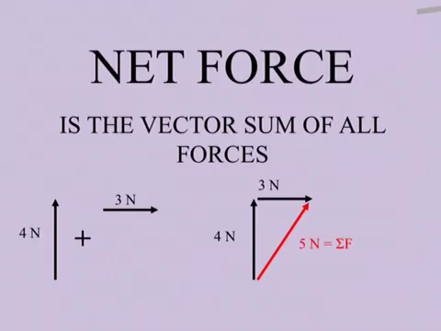So again, we don't always have things being pushed left and right. We can have something being pulled up and to the right. So if we have a vector that's being pulled up with 4 newtons, and also something that's pulling it to the right with 3 newtons, drawing our resultant from start to finish, that is our net force, our fun ball, our sigma F, which comes out to be 5 newtons.